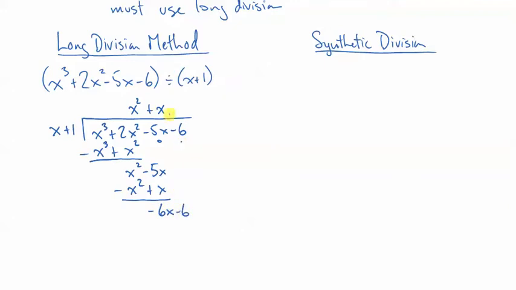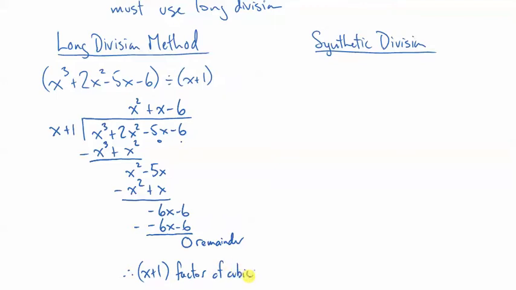Again, I'm going to multiply this time by negative 6 to get negative 6x minus 6. And when I subtract this, I get a 0 remainder. Now remember that a 0 remainder means that x plus 1 is a factor of the cubic, because there's no remainder. Now let's compare this with synthetic division.